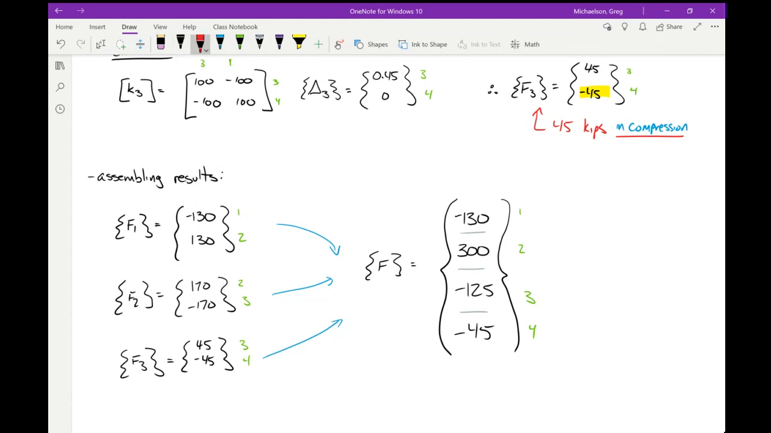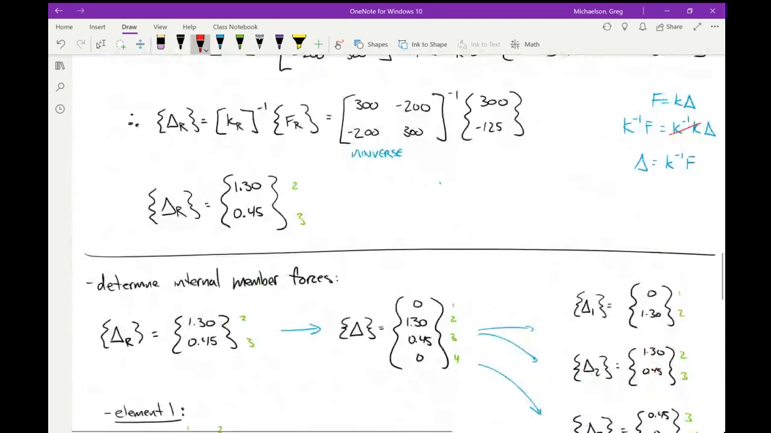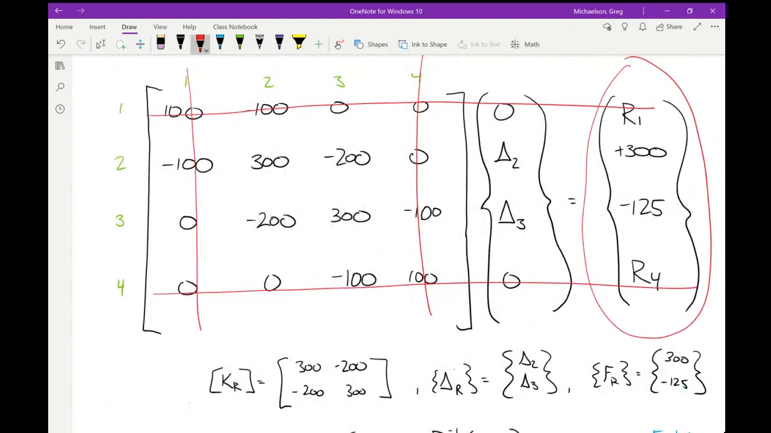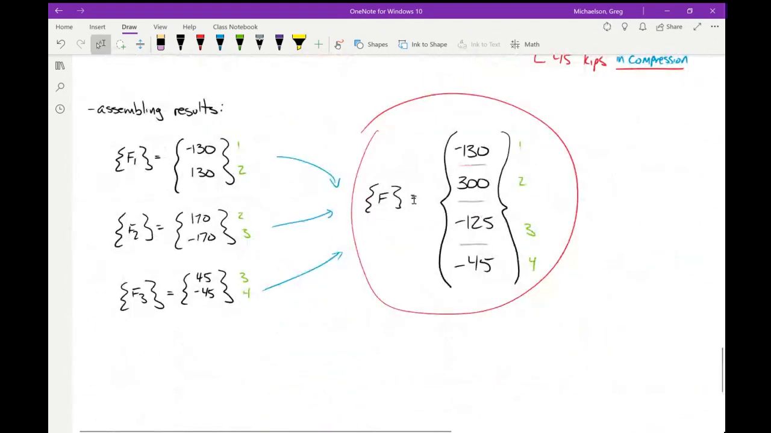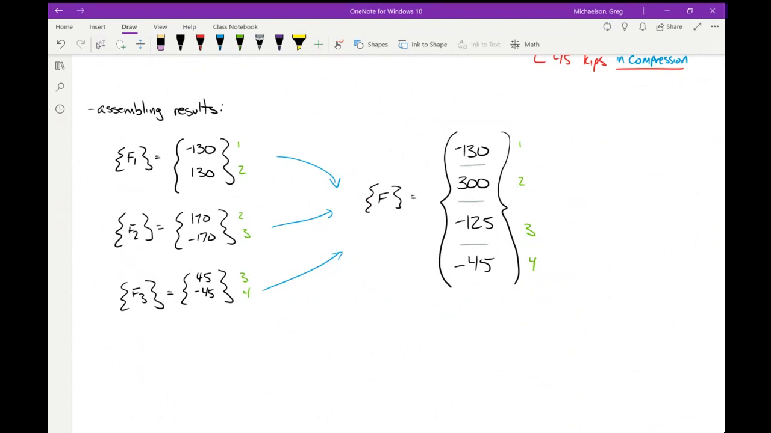Huh. Well, think about this. I want you to look at this, and then let's look at that. Huh. It's almost like we've already got the reactions, R1 and R4. R1 is negative 130. R4 is negative 45. And if you want something really crazy, add up those 4 numbers. Tell me what you get. You get 0 because the sum of the forces in the x direction is 0.